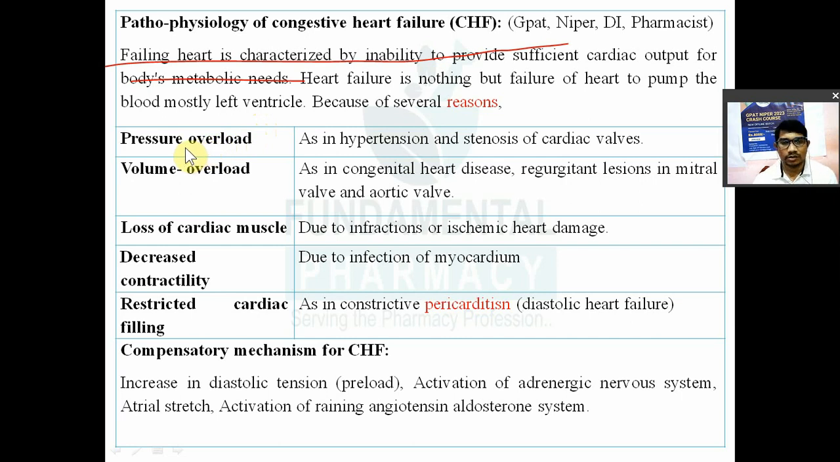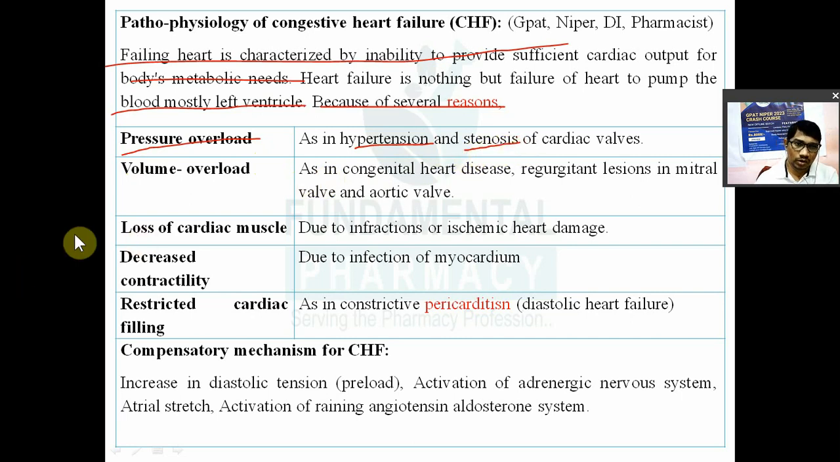There are two types of heart failure. Systolic heart failure means failure of the systolic function of the heart, that is contraction. So mostly that is what heart failure is. But diastolic failure also occurs. Why does it happen? Due to infection in the pericardium, so pericarditis. Due to that there is a restricted filling of the heart. Blood is already less coming into the heart, so obviously cardiac output will also be less, right?